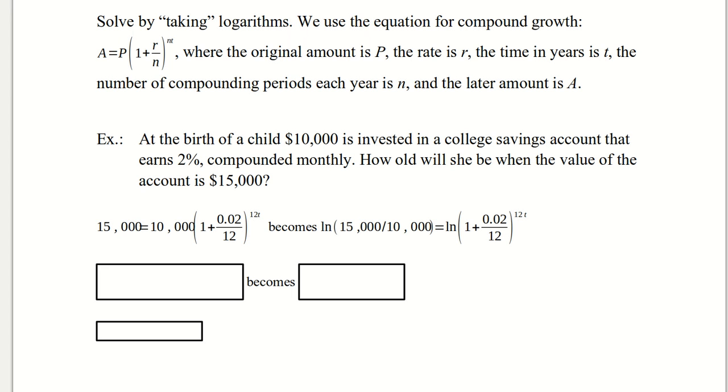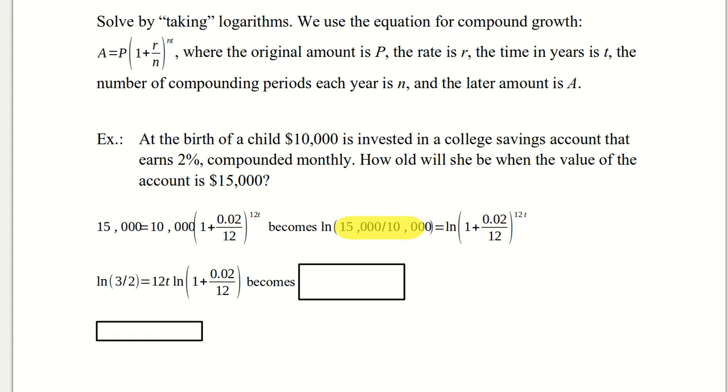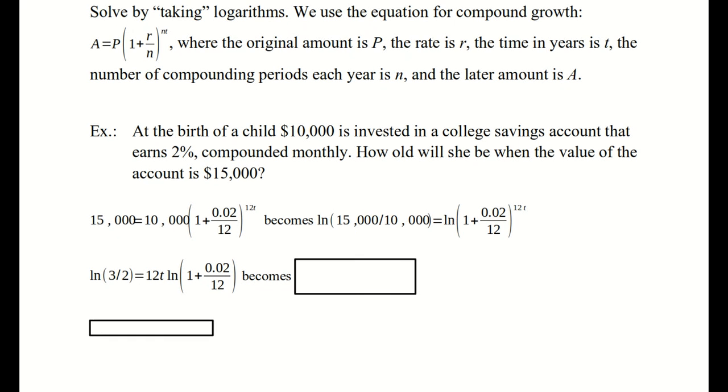Notice that I've got an ln on the left side and an ln on the right side. That's going to allow the exponent to become a coefficient. Also notice that 15,000 divided by 10,000 simplifies to 3/2. So we simplified inside the argument on the left side as well. On the right side, we've got the product of 3 things. A 12, which we want to get rid of. We'll divide by 12. The t, which we want to get by itself. And the natural log. So we're going to divide both sides by that 12 and the natural log.